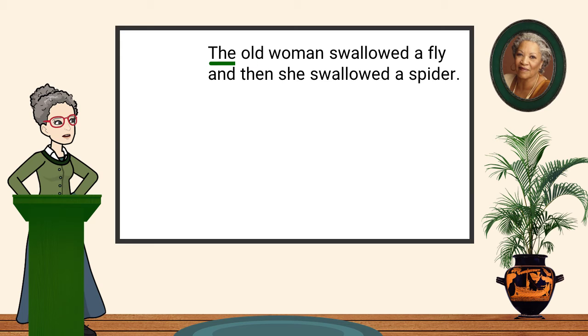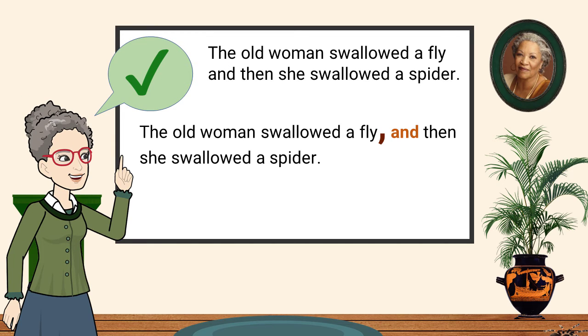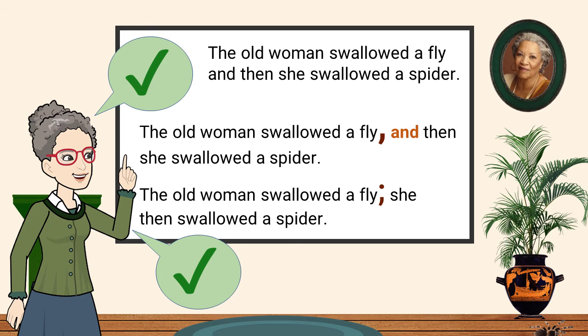The two clauses are, the old woman swallowed a fly and then she swallowed a spider. They're joined incorrectly by and. If we keep the and, we need a comma to avoid a run-on. We can, though, remove the comma and coordinating conjunction and use a semicolon. She swallowed the spider to catch the fly, so the ideas are closely connected.